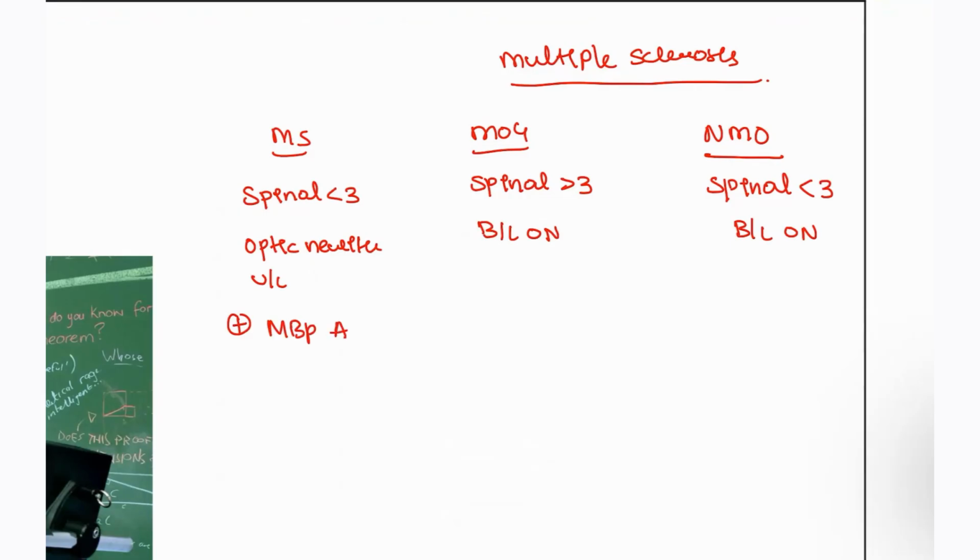MBP antibodies will be present in this patient. And here, AQP4 antibodies will be involved, and here they are mostly going to involve the myelin oligodendrocytes.